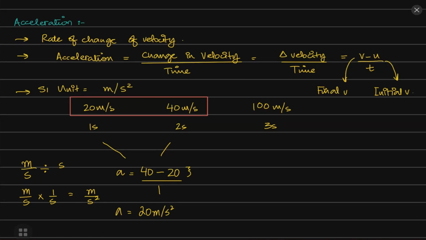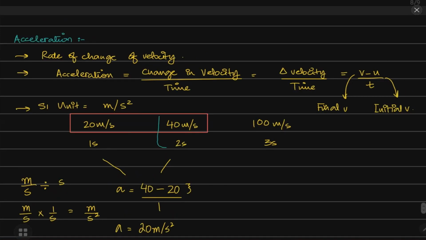Now let's talk about the case between 2 seconds and 3 seconds. For this one, my final velocity, what do you think? So it's going to be 100 final minus 40, divided by 1 second, because this is the time interval, the difference of the time as well. So that would give you 60 meters per second square. That is my acceleration.